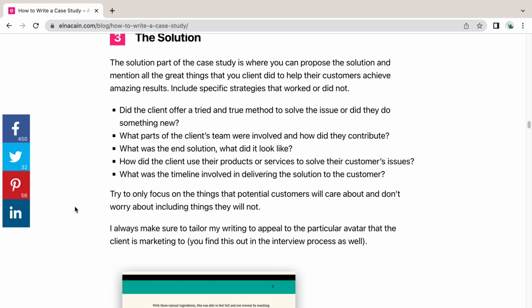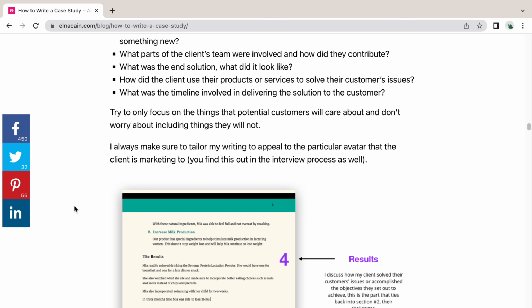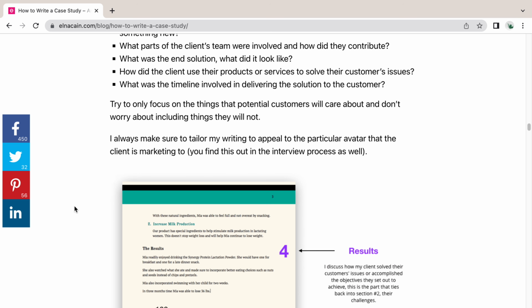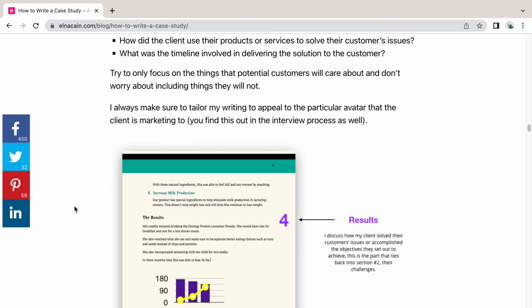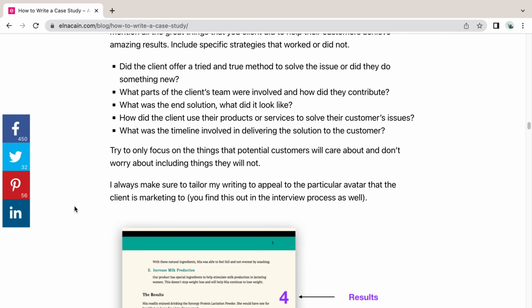And so there are these questions you can answer, and you only want to focus on the things that the potential customers will care about, and don't worry about including things that they won't care about. I always make sure to tailor my writing to appeal to the particular avatar that the client is marketing to. So those are the results.